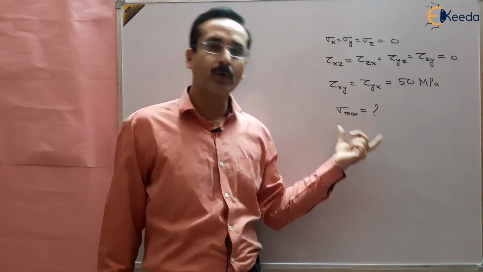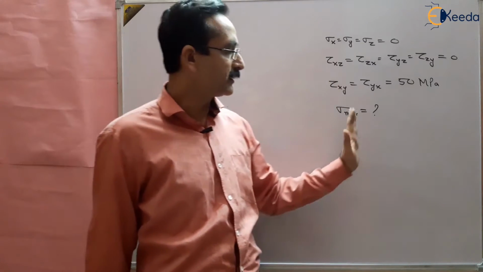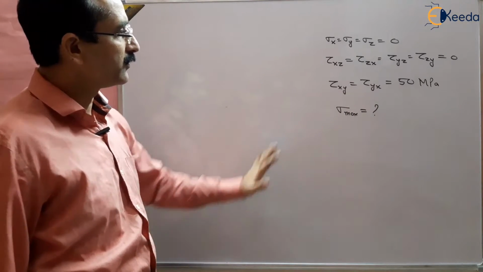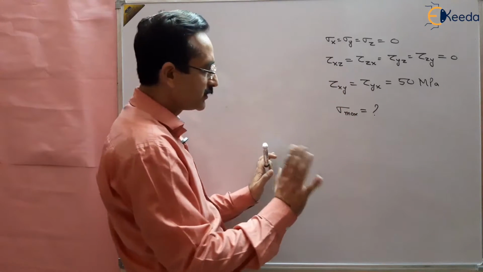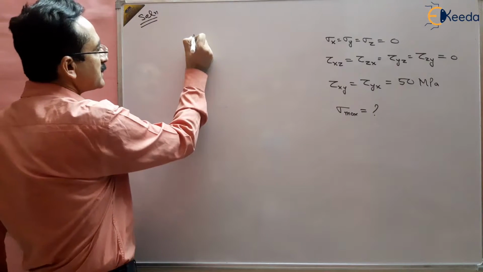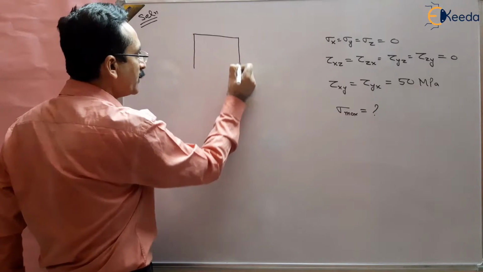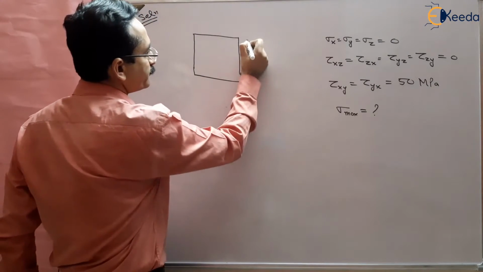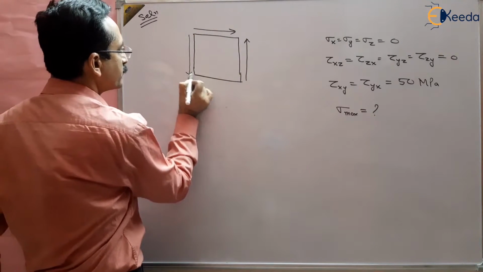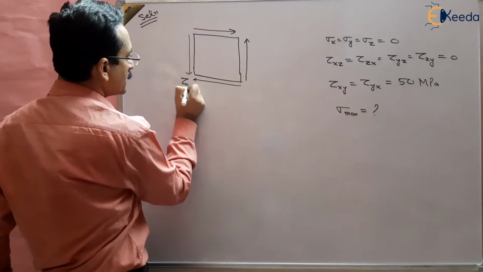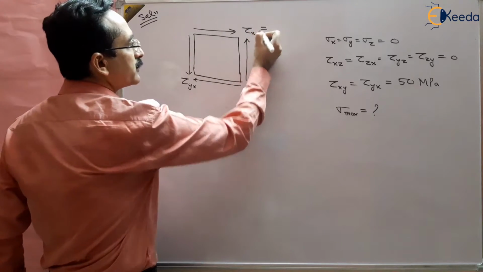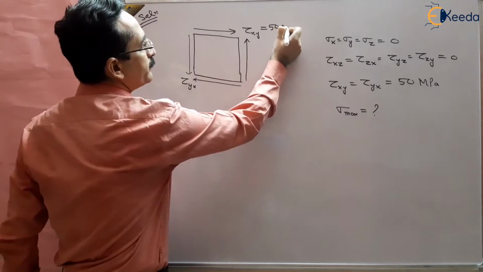And we have to find out the normal stress at any angle to this stress element. So what type of condition is there? It means it is a pure shear question. The shear stress condition is like this. Only pure shear is applied here. This is tau yx, this is tau xy, and because these are complementary, they should be equal, that is 50 megapascal.